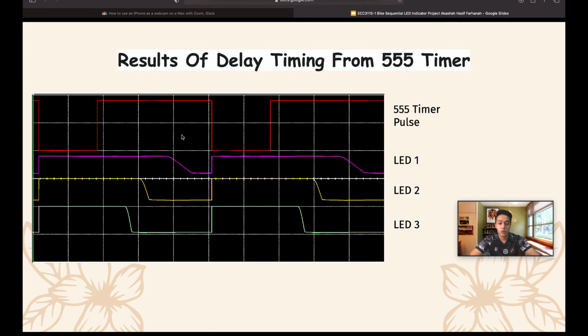As we can see, for LED 1, 2, and 3, the pulse that the 555 timer gives will have some delay to turn on and off. So when it turns off, we can see that it will have the delay around here.